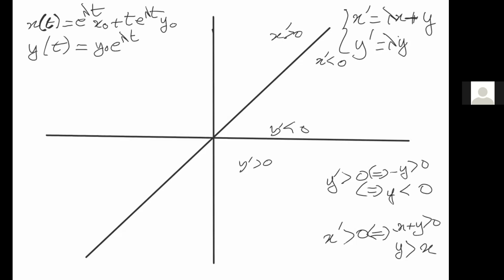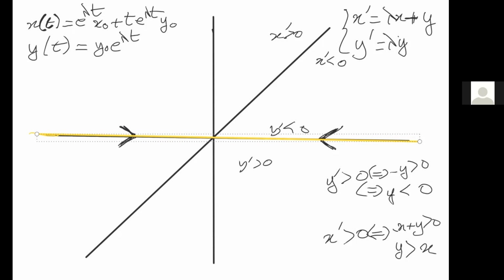So here, if y node equals 0, I have solutions lying on the axis, this one. Okay, so let's do it. So this is a solution. And then let's draw another one.